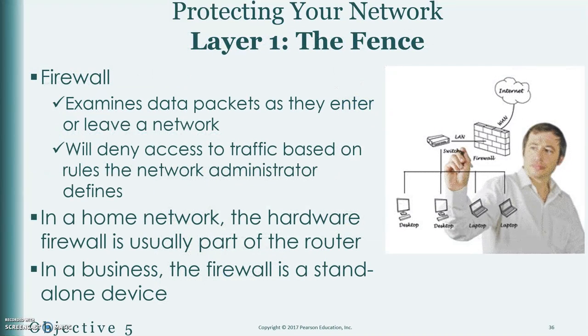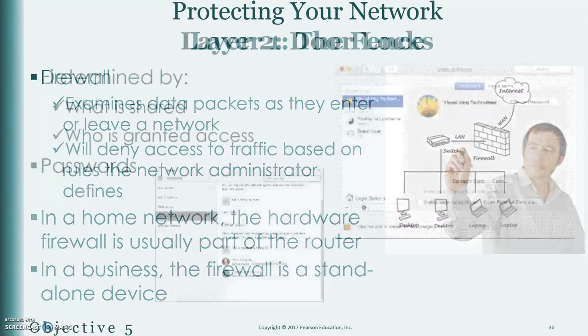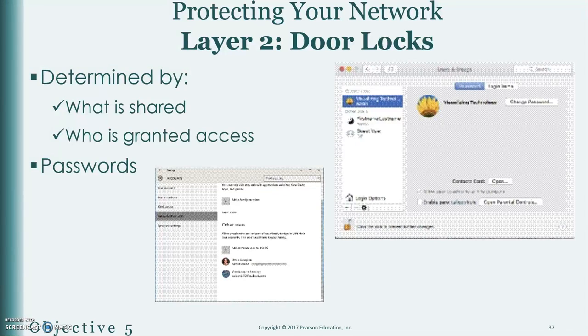That's layer 1 that we call the fence. I always forget to mention that, yes, this is a layer. The first layer is called the fence. Layer 2 consists of what we call door locks. In a network, the second layer, door locks, is represented by the network configuration, determining what is shared and who is granted access to it. Your username should have strong passwords that are hard to crack, and each user should be granted access only to what they need. Windows and OS X or Mac OS allow you to create standard users or administrators, and they also include parental controls for child accounts.